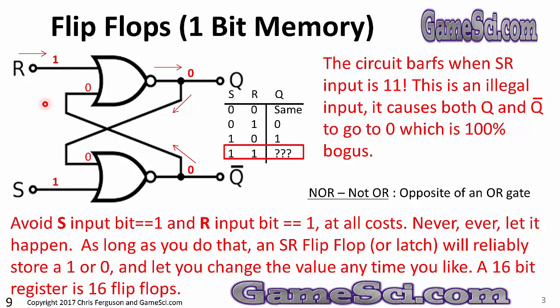Again, this is an illegal input. Line 1, 1 of the SR truth table says question mark. I don't know what the output is. If you trace it, a 1 and a 0 into this OR gate produces a 1. Not OR produces a 0. A 0 and a 1 fed into this gate means it produces a 1, and a not 1 produces a 0. I cannot have a 0 on Q and a 0 on Q naught. Basically, 1, 1 on the input barfs this flip-flop. You do not ever want to set both inputs to 1.